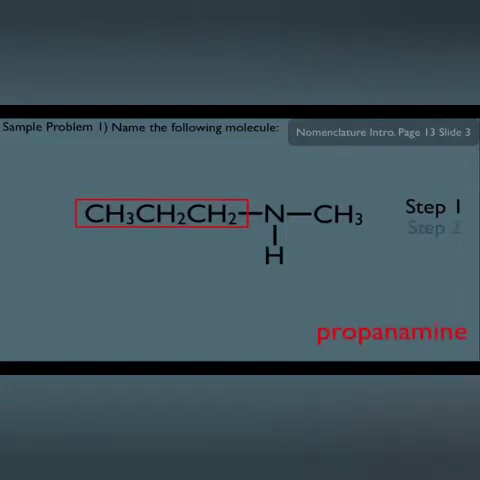That brings us to step 2 here. We want to get the correct numbering here, and of course in this case we'd want to number from right to left so that the nitrogen could be on the lowest number carbon here, in this case carbon 1. That now brings us to step 3. Let's circle and label. Technically the only real substituent here is this methyl right here.